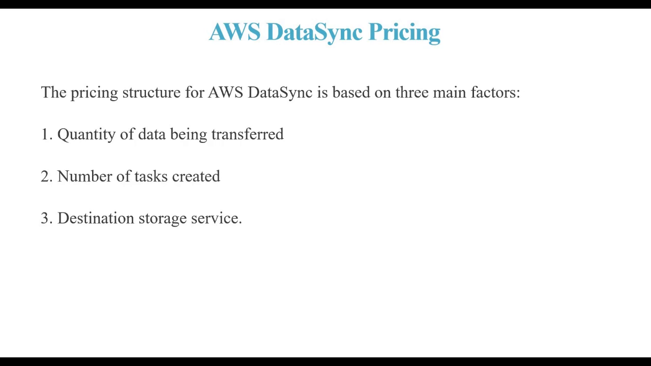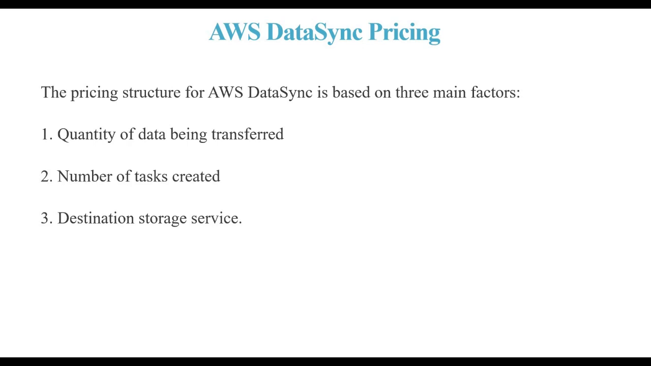AWS charges $0.0125 per GB. For the first 10 terabytes of data transferred per month, if the amount of data transferred exceeds 10 TB, the price goes to $0.01 per GB. There is also a fee per task per day, charged for the creation regardless of the amount of data transferred. Otherwise it can cost according to the GB and TB.